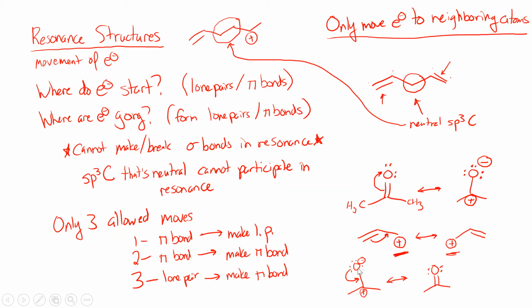Same thing down here. We start with a neutral compound here. We end up with a neutral compound. Notice that the loss and gain of electrons is the opposite here. The oxygen loses electrons by giving up a lone pair to make a pi bond. So it goes from negative to neutral. And the carbocation gains electrons because it gains a pi bond. And so it goes from being positive to neutral.